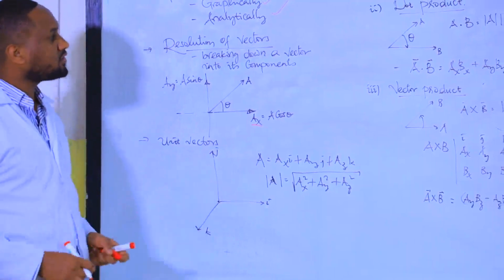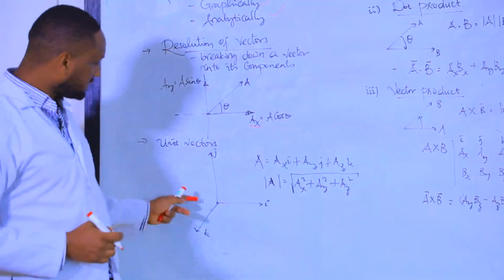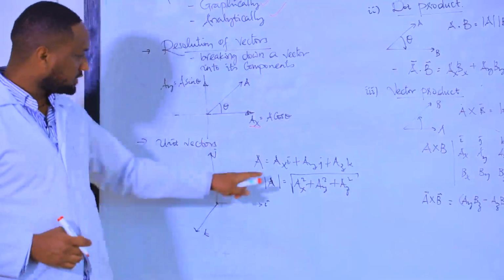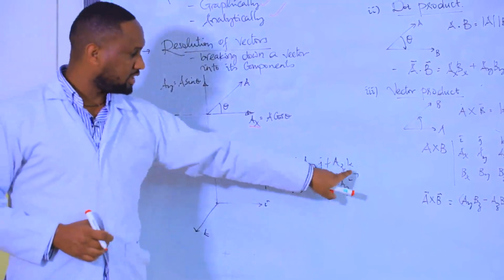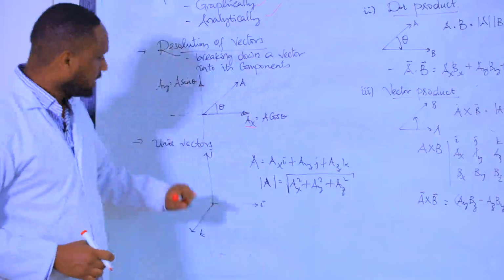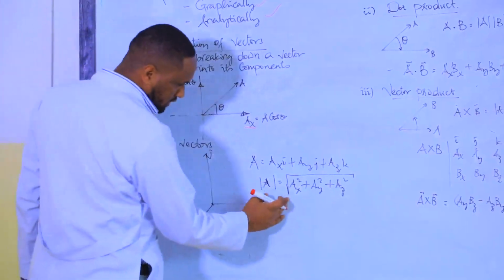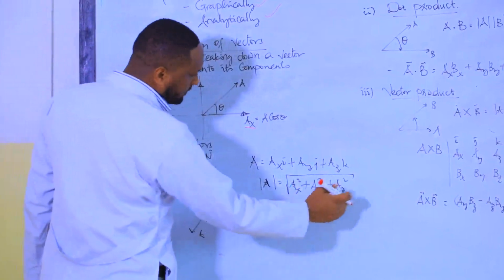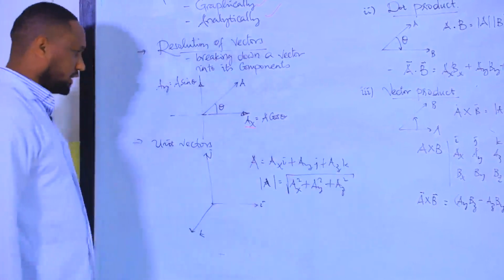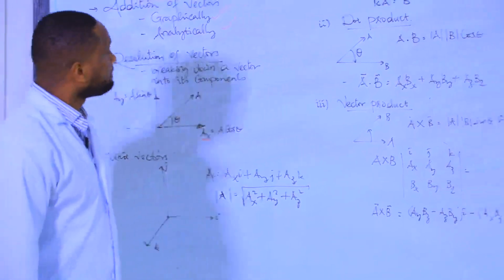So any vector in a three-dimensional coordinate system can be expressed using these three unit vectors as AX i plus AY j plus AZ k. If a vector is expressed in such a way, then the magnitude of the vector can be expressed using the square root of AX squared plus AY squared plus AZ squared. This is how we determine the magnitude of a vector.